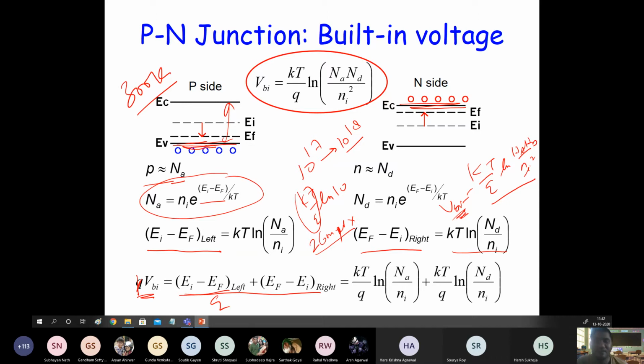So generally Fermi levels are well below that, but 0.8 is basically the limit for non-degenerate semiconductors. So within the non-degenerate semiconductor, the built-in potential can vary from 0.6, 0.7 to 0.8. Okay.